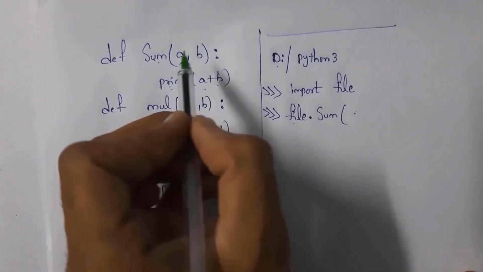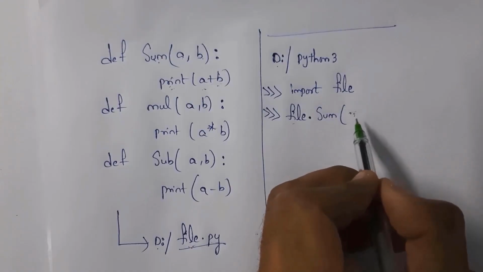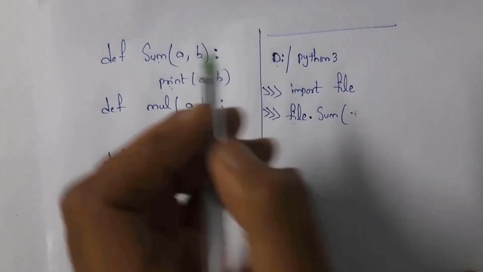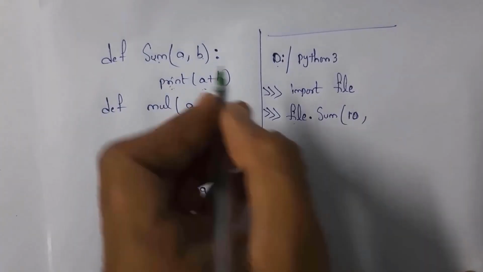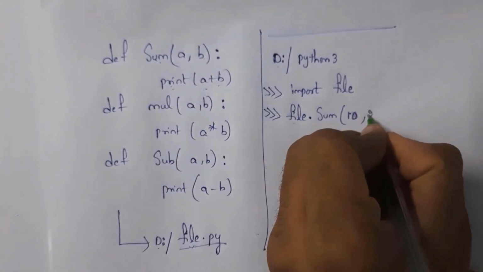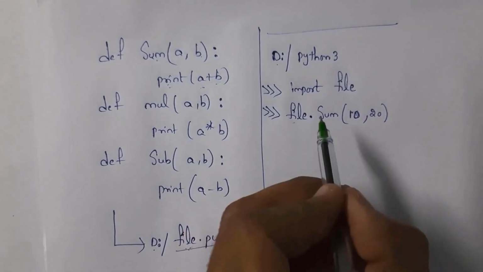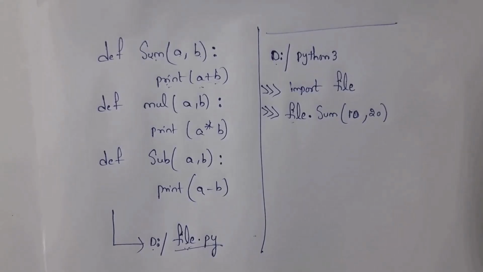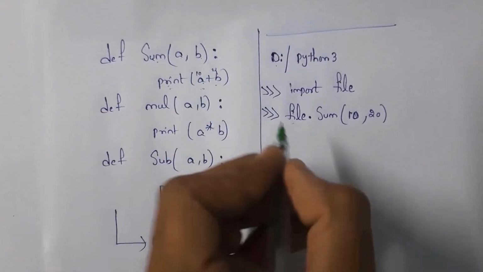Here you need to give values of a, b, and whatever values you give here, we call these values arguments. Here I am giving a value as 10, that is argument 10, and the next b value is 20. These are nothing but arguments. Whenever you write file.sum of 10 comma 20 and click enter, you will get output: a value is 10 and b value is 20. So you will get output 30.